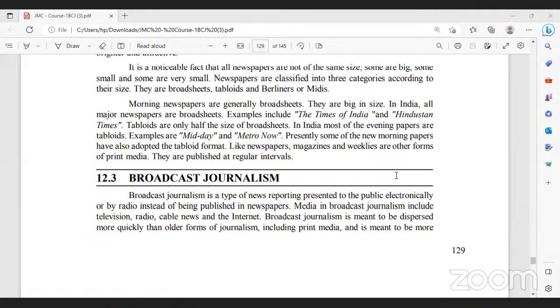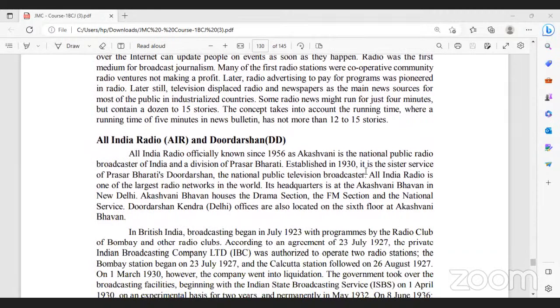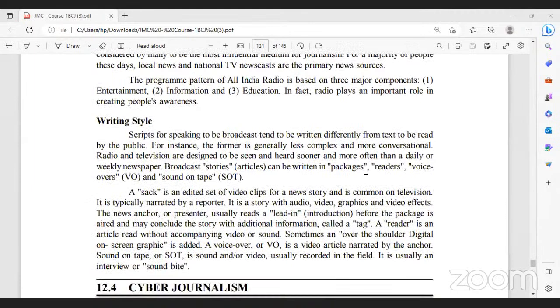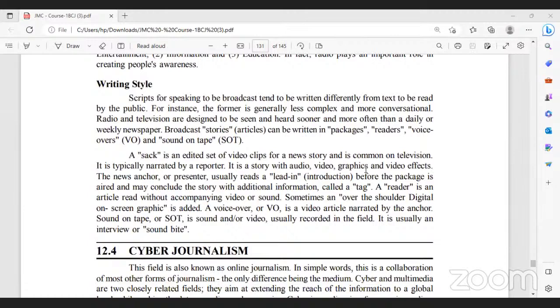So the other form of journalism is the broadcast journalism, that is related to television and radio journalism. So when we are talking about radio, we are referring to All India Radio and Doordarshan. Then there is a separate style of writing for the radio and television, because radio is having an oral music and sound as a medium. Television is a visual medium with the audio effects.